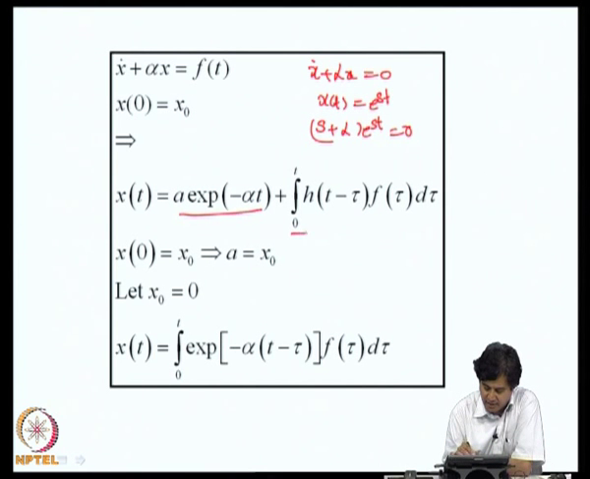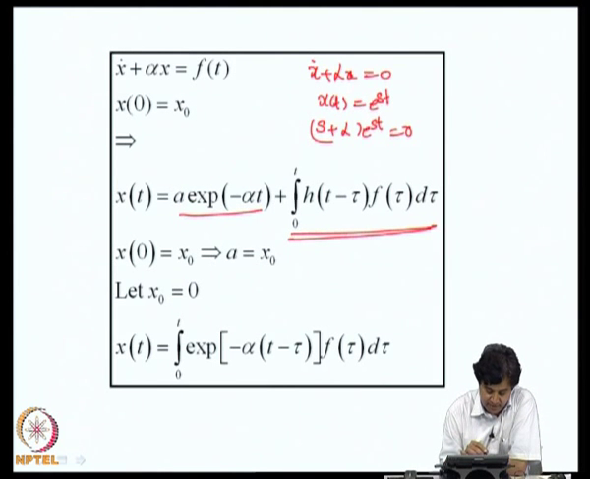The particular integral is expressed now in terms of the Duhamel's integral. Mind you, h of t is e raised to minus alpha t; it is not that 1 by m omega d sin omega d t e raised to minus eta omega t. Now, I have to find this constant of integration. x of 0 is x naught, so that would mean A is x naught. For purpose of simplification of the discussion, we will take x naught as 0. If that happens, x of t is the integral from 0 to t of exponential minus alpha (t minus tau) f of tau d tau.